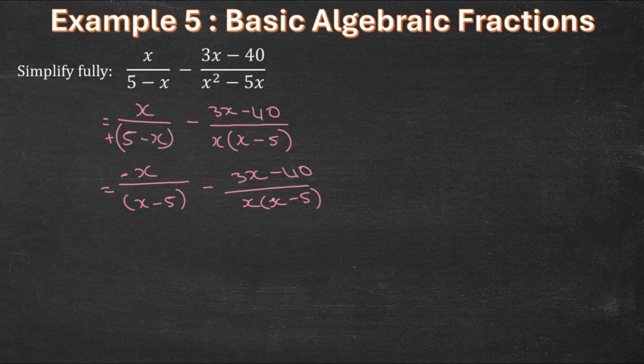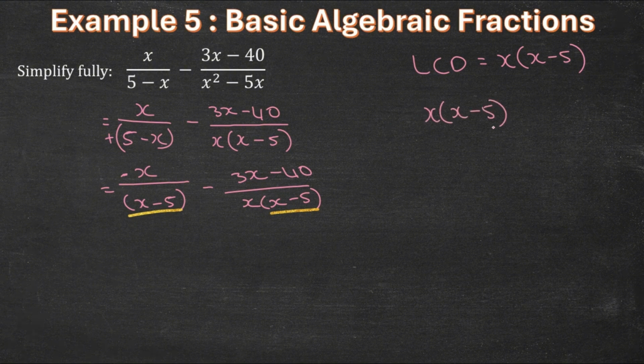Okay, now let's have a look at the denominators. We've got x minus 5. So this bracket and this bracket are exactly the same. And we also have this x outside the bracket. So my lowest common denominator is x and then x minus 5. Remember in example 4, we did a similar example. Your LCD must be the smallest denominator that both fractions can change into. Now this denominator is already x multiplied by x minus 5.